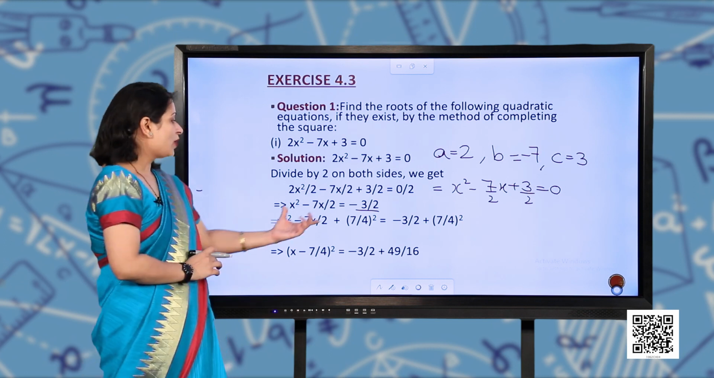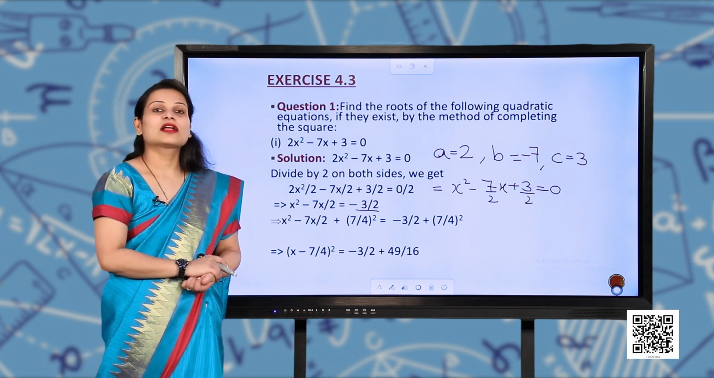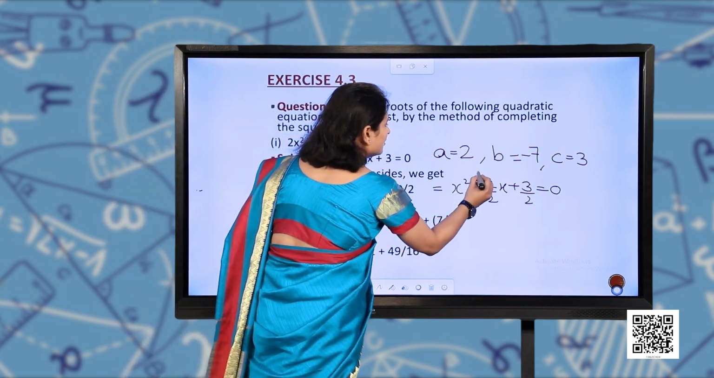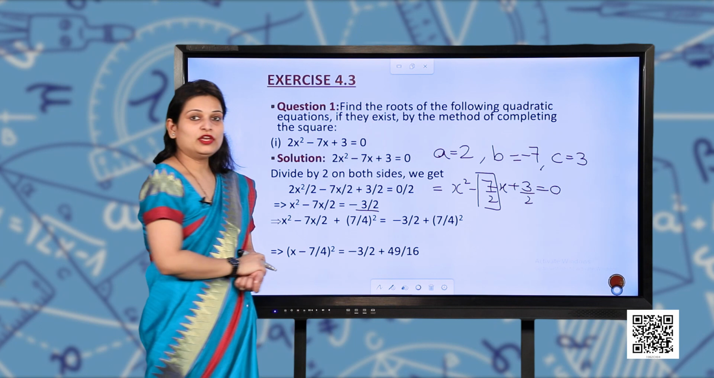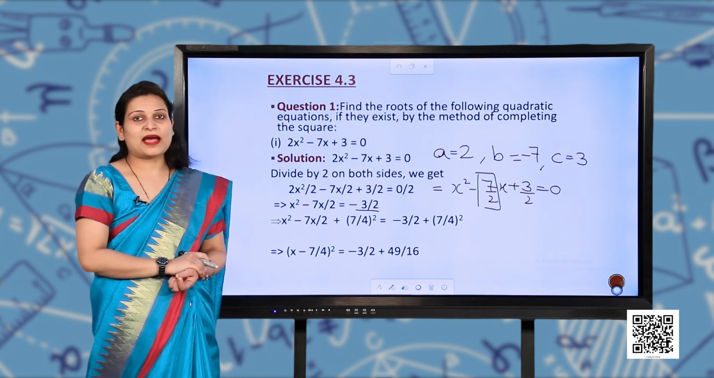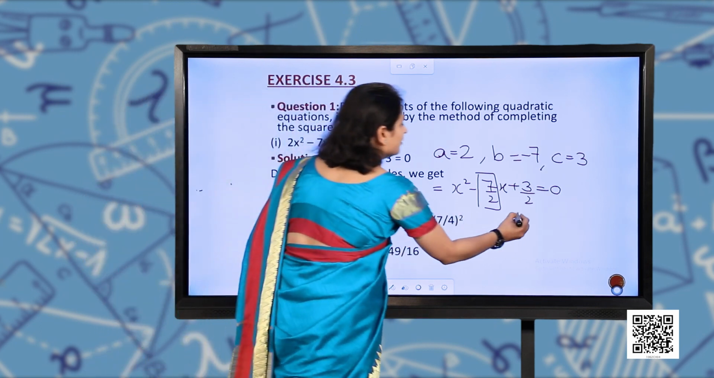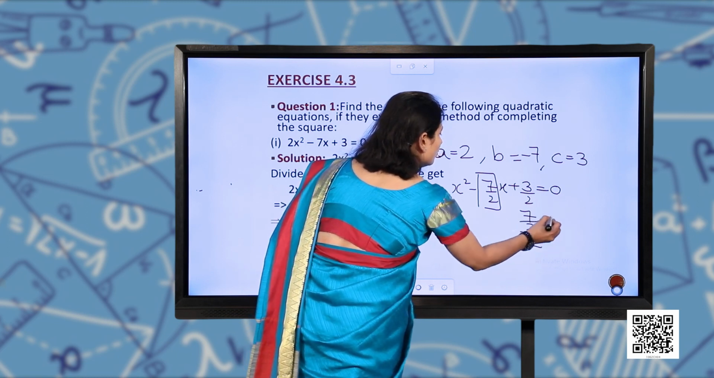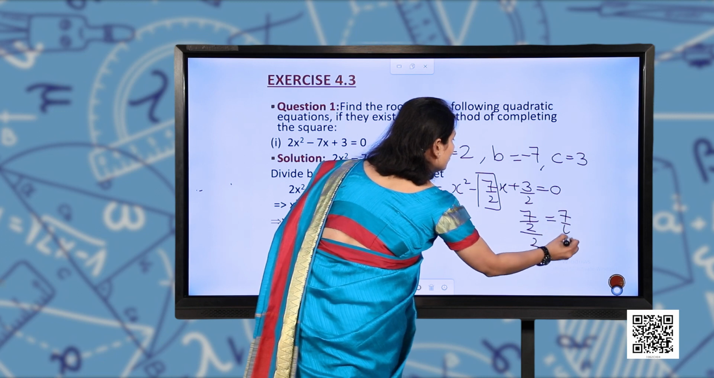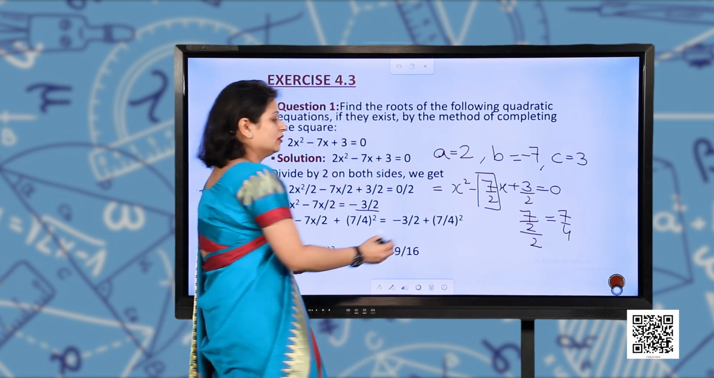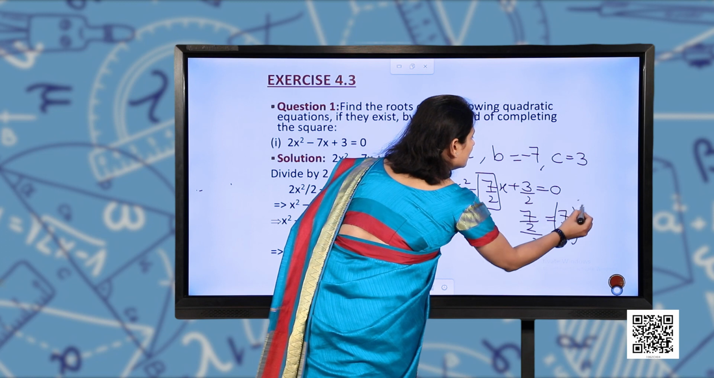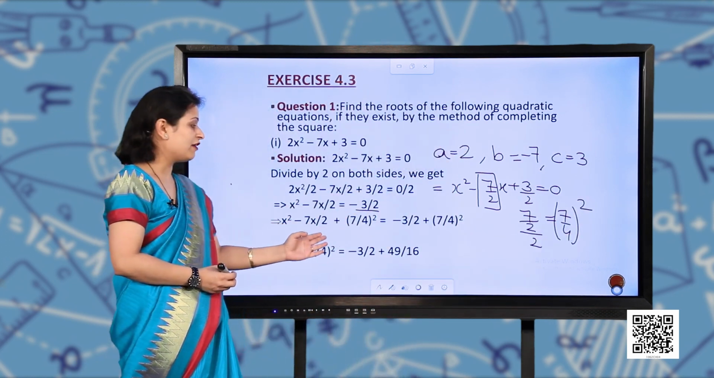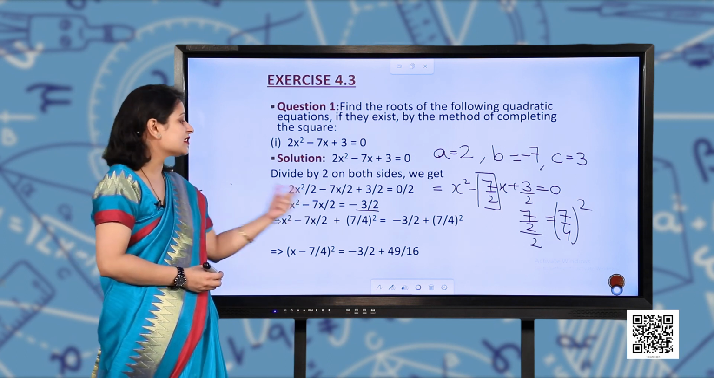Now, you have to balance this equation. Consider this coefficient of x. What will you do? You have to divide it by 2. So, 7 by 2 divided by 2, you will get 7 by 4. So, the square of 7 by 4, add this to the right hand side and to the left hand side to balance this equation.